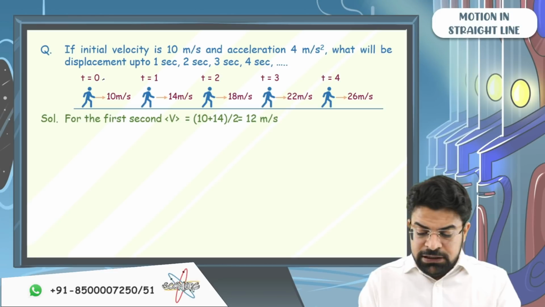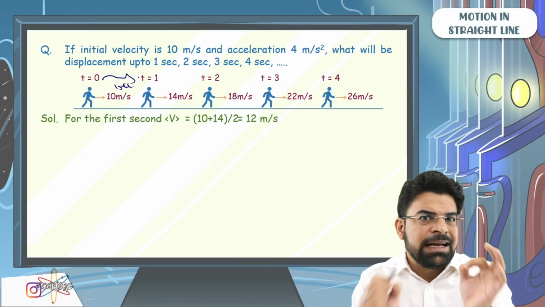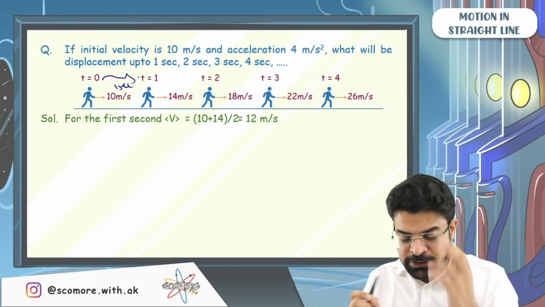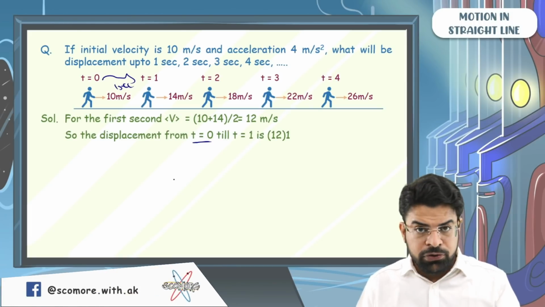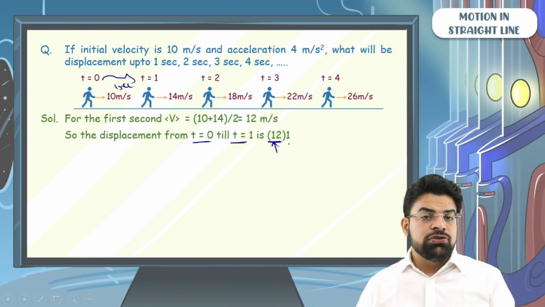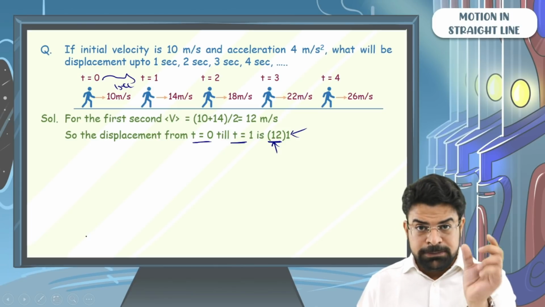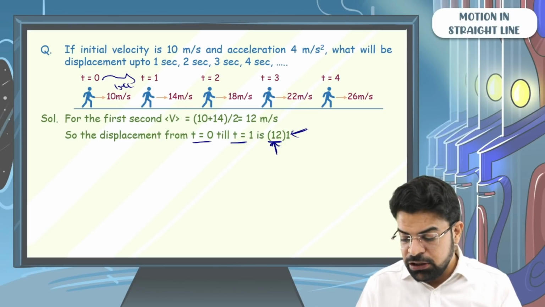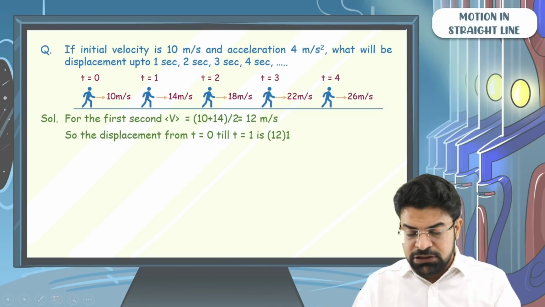So if the time frame is 1 second and the average velocity for this 1 second is 12, what will be the displacement? You will say the displacement from time equals 0 till time equals 1 is nothing but the average velocity, which is 12, times the time frame. Displacement equals average velocity into time frame. So 12 into 1, that is 12. Now read the next one carefully.